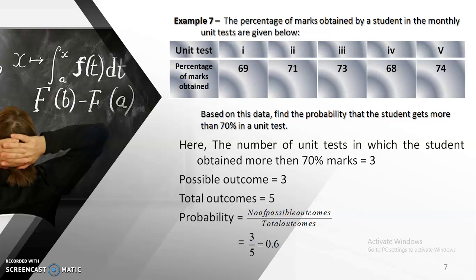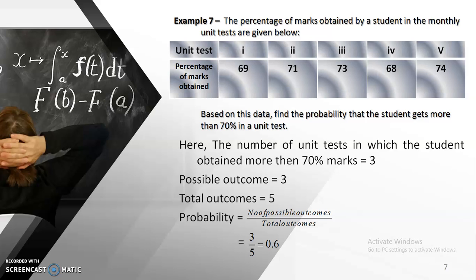And total outcomes, check it here, it's 5, right? Because there are 5 unit tests. So probability equals number of possible outcomes divided by total outcomes, and the answer is 3 by 5, ultimately 0.6. Got it? If you have any doubt about it, then you can ask me in the comment section.